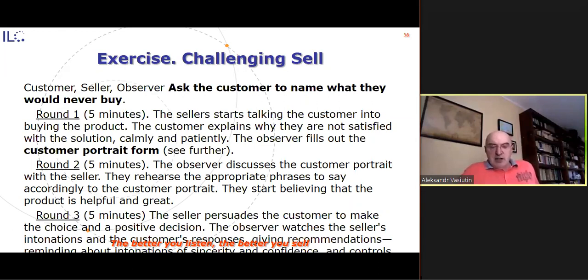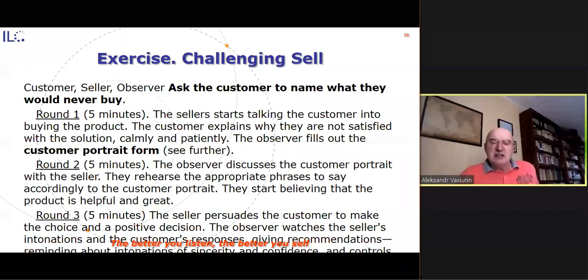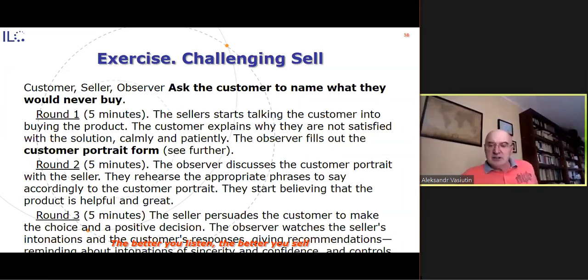And the observer fills out the customer portrait sheet. Then the observer discusses the customer portrait with the salesperson. They rehearse the appropriate phrases to say. They start believing that the product is helpful and great. The product is what this person definitely needs because it will be of high benefit and value in his life.